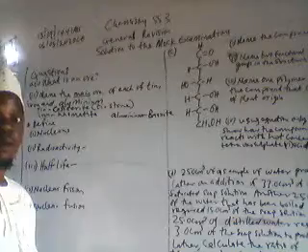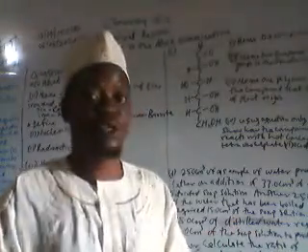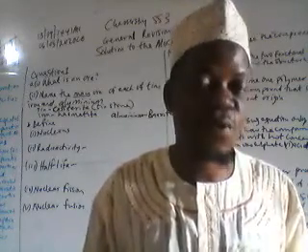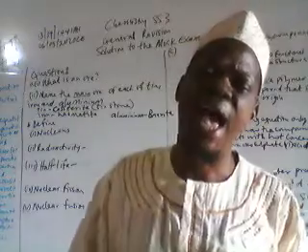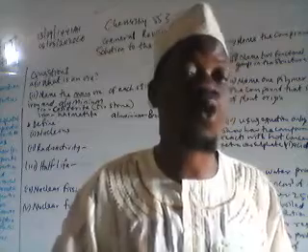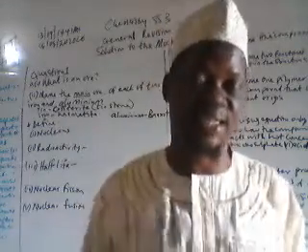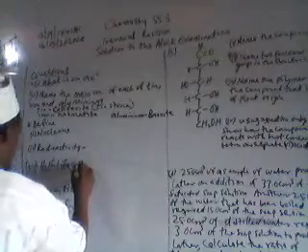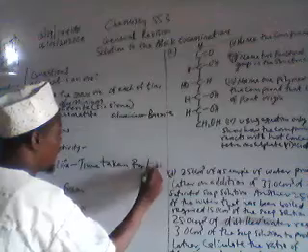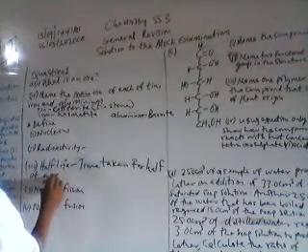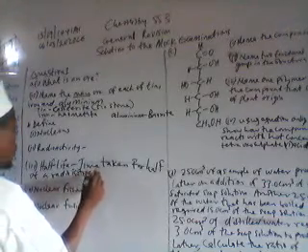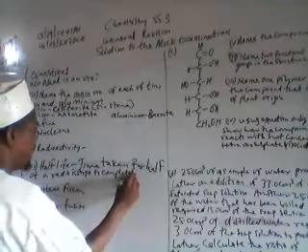Half-life. Many of you performed well on this question, but we still have some people that do not perform well. The half-life of an element is the time taken for half of a radioisotope to completely disintegrate. Time taken for half of a radioisotope to completely disintegrate.